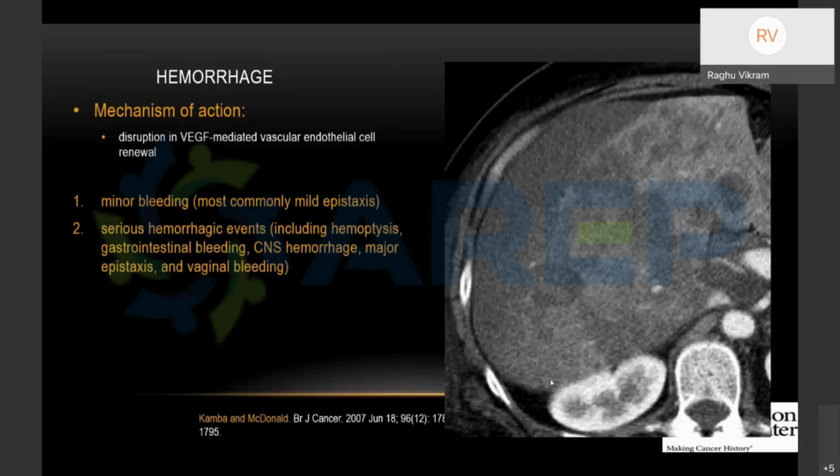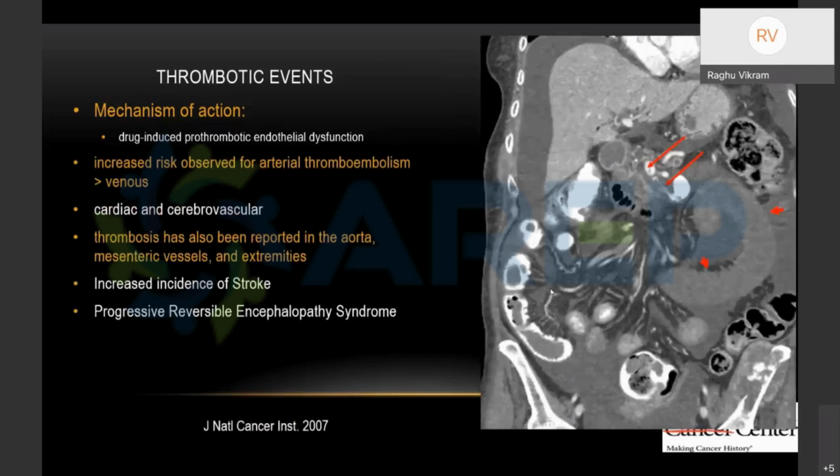This was one when I was on call, and this patient had multiple hepatic metastases, was given Avastin, and presented with a lot of abdominal pain, and there was a lot of hemorrhage, a very hepatic hemorrhage, right? And serious hemorrhagic events are quite common. So usually you want to be careful in patients who have brain metastases that can bleed and cause more problems.